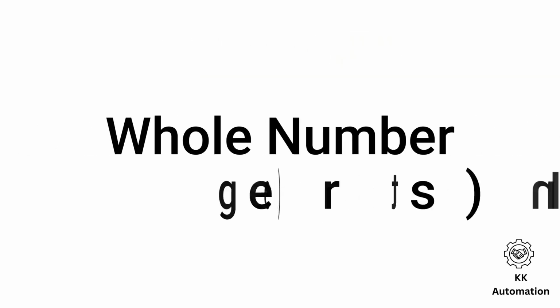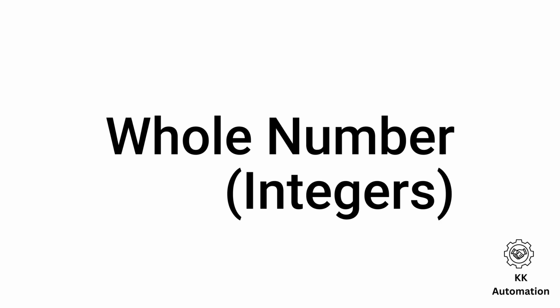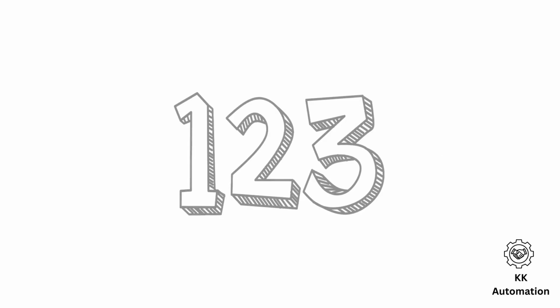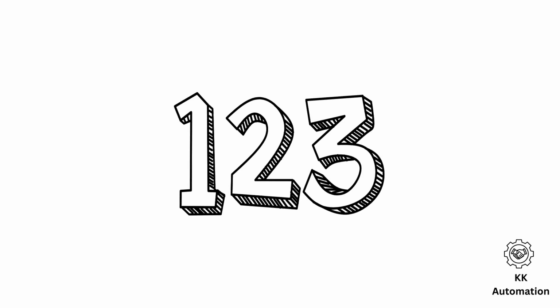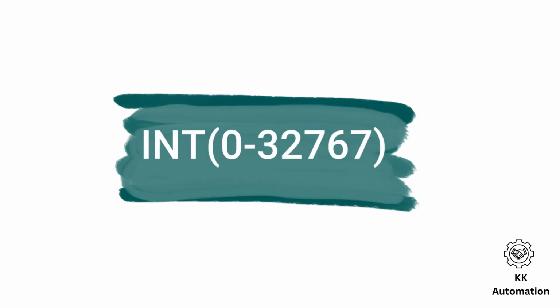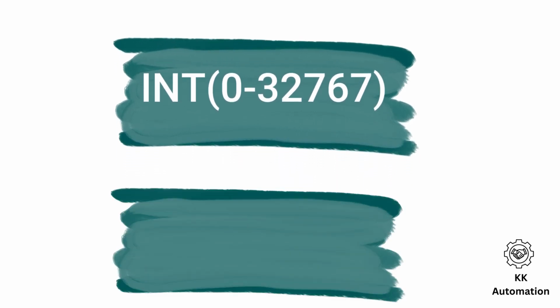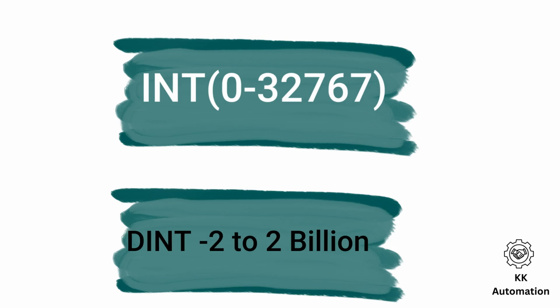Category 2, whole numbers, integers. Next, we have integers. These are for storing whole numbers with no decimal points. Because different numbers can be small or very large, there are different sizes of integers. You will commonly see Int, which stands for integer, and DInt, which stands for double integer. The DInt can hold a much larger number than an Int. You will also see variations like SInt, short integer, or LInt, long integer, which is a 64-bit number for extremely large values.